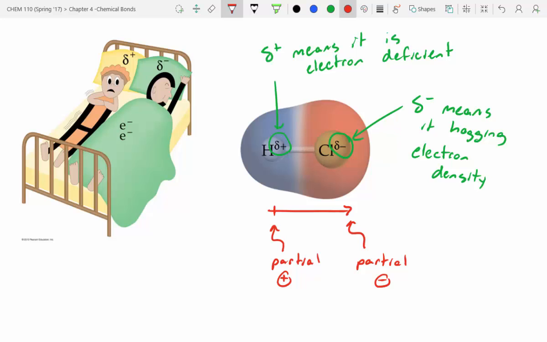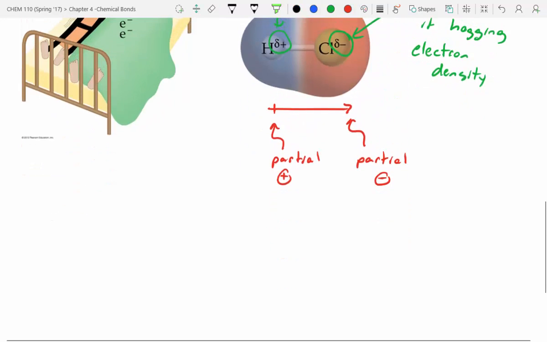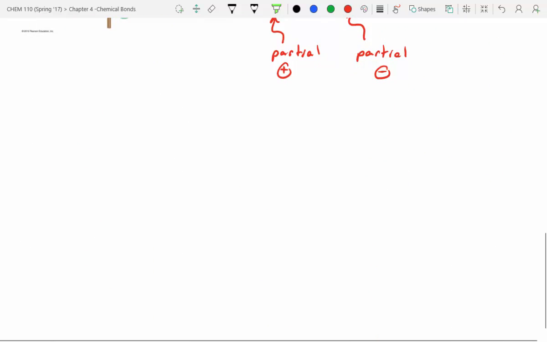Let's do another one. So would that one be polar? Yes, this would be a polar covalent bond because that delta EN, or the difference in electronegativity, is 0.9. So it's greater than 0.5. Let's do another one. I'm trying to think of a good one.